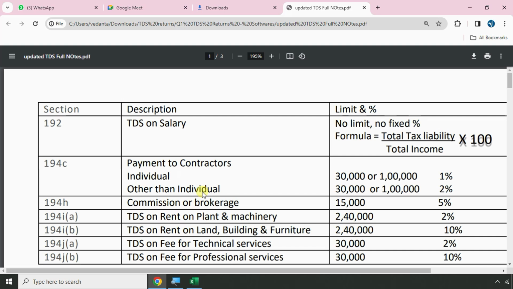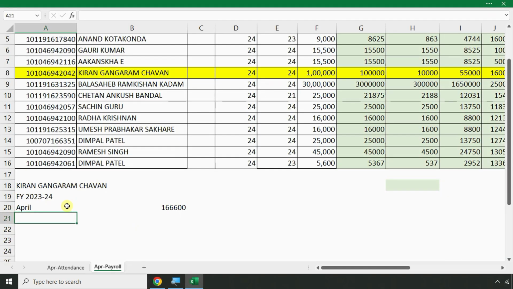TDS on salary. As per the rule, every individual receiving taxable income is subject to deduction of TDS. What is the section for TDS on salary? 192. But here remember, there are three sections. 192A. 192A is for whom? State government employees.